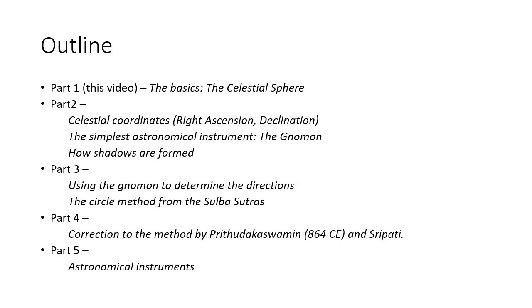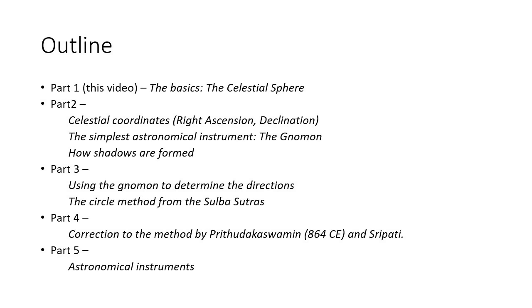Part 4 discusses what I think is the most exciting part of this series, essentially a correction to the circle method, which was proposed by Prithudaka Swamin and Shripati. This contains some very interesting, complex and at the same time very sophisticated applications of trigonometry to solve an astronomical problem.